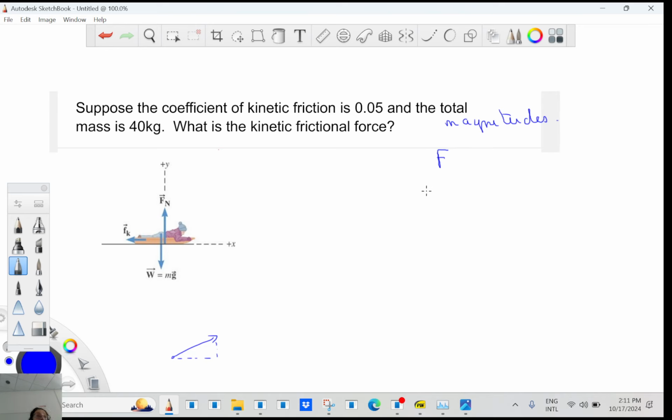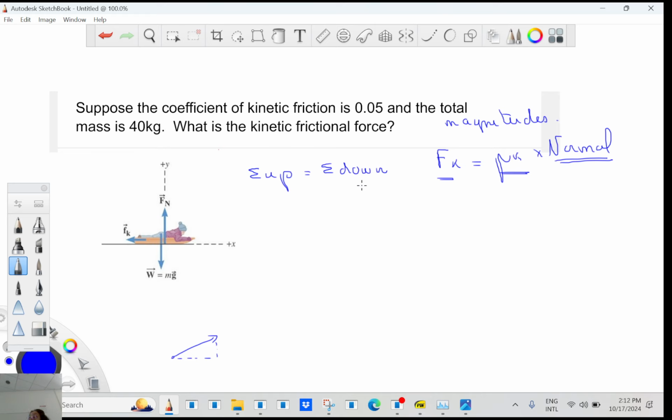Is that clear? So using the magnitude only, we have the kinetic friction equals the coefficient times the normal force. This I know. So I need to find the normal force. And it's in equilibrium. So how can I find the normal force? Very good. In that case, it's going to be equal to the gravity. What's your name? Daniela. Exactly.